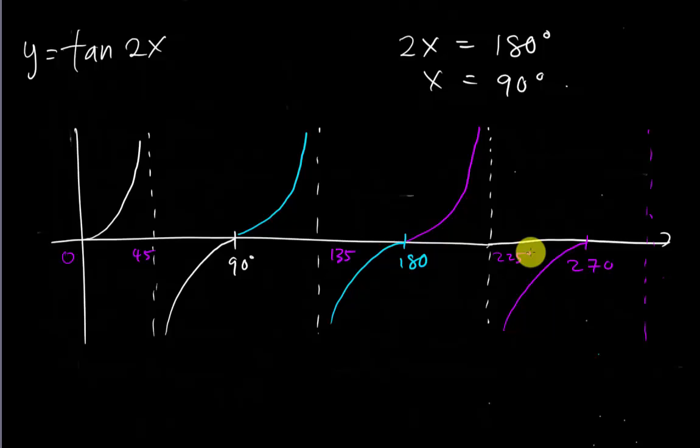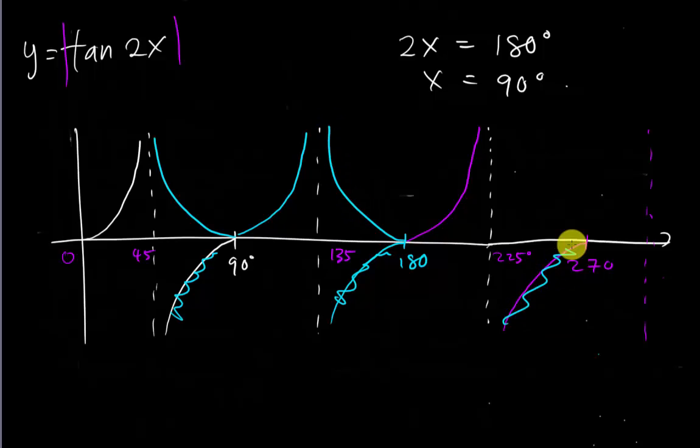Okay, yes, this is what happened to tangent 2x. Of course, in the exam, they actually love to add the modulus for tangent. I'm not sure why. If you add the modulus for tangent, it's actually quite simple. That means you erase everything at the bottom and you reflect. So definitely over here you will get something like this.